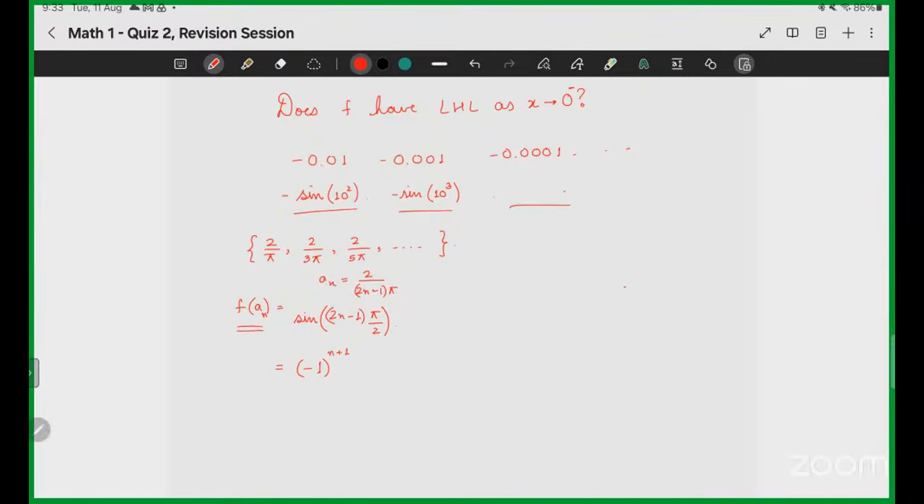f of an is not a convergent sequence, isn't it? Sir, it is bouncing between two values, like we did in the example, 1 or minus 1. Yeah, so f of an does not converge, or it diverges. Therefore, LHL does not exist.